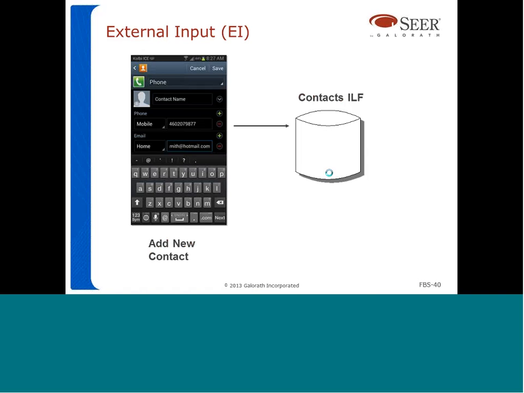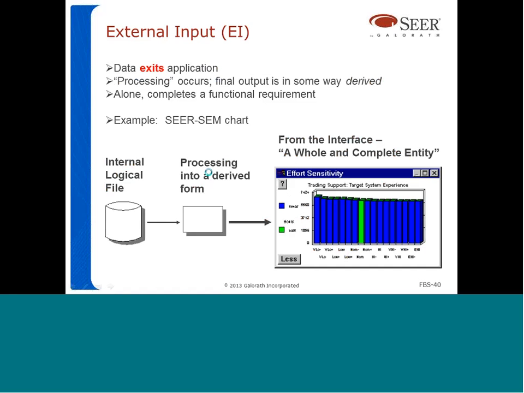Another example is saving a new contact. So you collect information from the user: contact name, mobile phone, email address, and some more information. When you press the Save button, that information is stored in the contacts ILF. So add new contact is a transaction that brings information from the user into the application, and therefore it is classified as an external input.